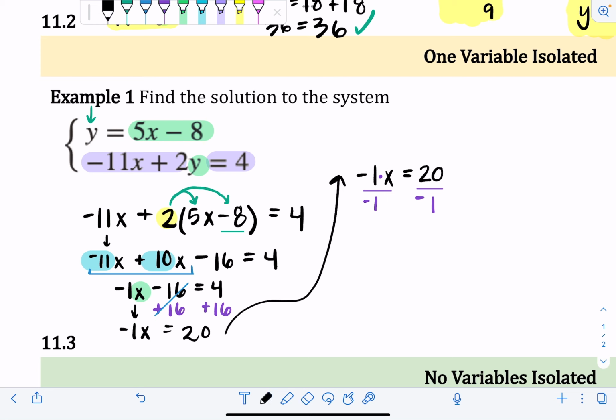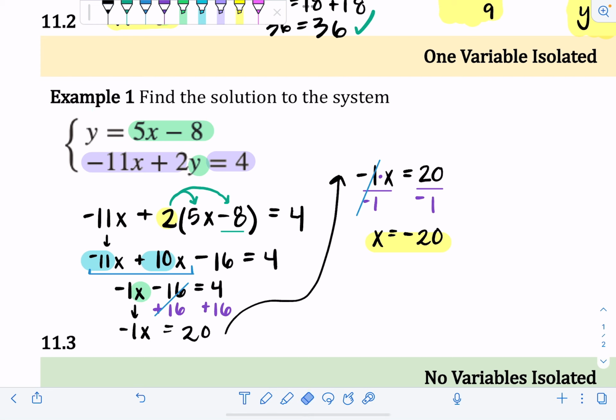And then negative 1 divided by negative 1 is a positive 1, but I don't need to write the positive 1 in front of the x. And then 20 divided by negative 1. Any number divided by negative 1 is the same number, but since we're dividing a positive 20 by a negative 1, it turns into a negative 20. So we have our x, and then you just have to remember that when you're solving a system, you have to find the y also.